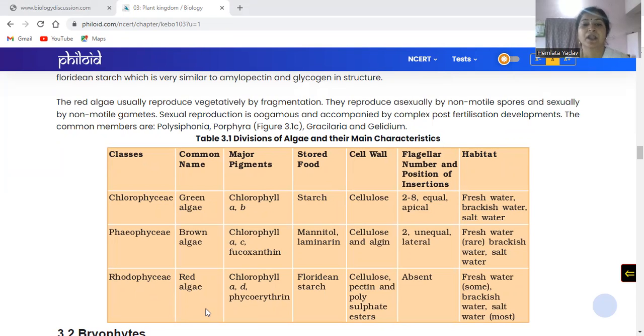Rhodophyceae, red algae is the common name, and major pigments are chlorophyll a and d, phycoerythrin. Floridean starch is there as a stored food. The cell wall is made of cellulose, pectin, and polysulfate esters. And the flagella are absent in them. Habitat is fresh water, some are brackish water and salt water. Mostly the Rhodophyceae are salt water.